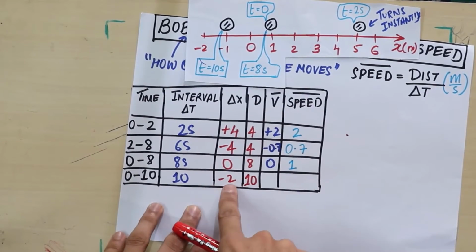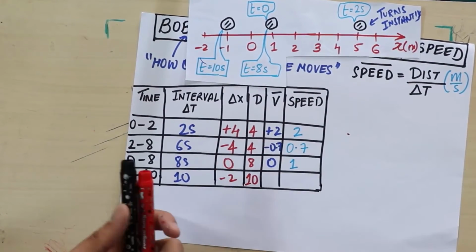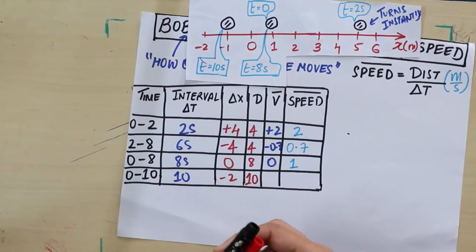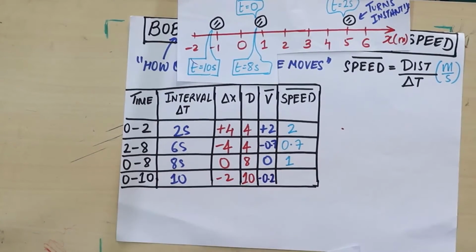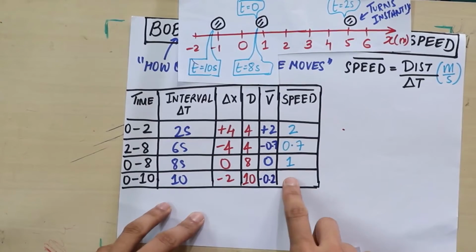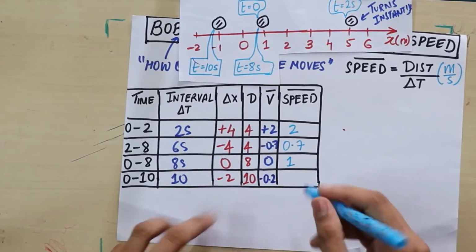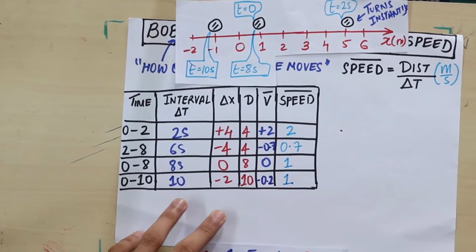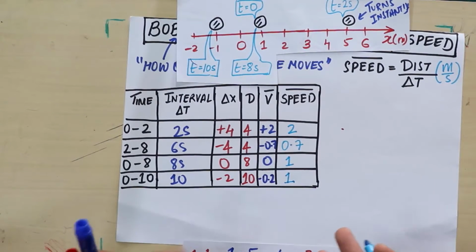So what's the average velocity? Average velocity will be delta x by delta t, that's -2 divided by 10, which is -0.2. So here it is, -0.2. And here, what's the average speed? Well, that's 10 by 10, and that's 1. Ta-da! We have calculated average speed and average velocity.